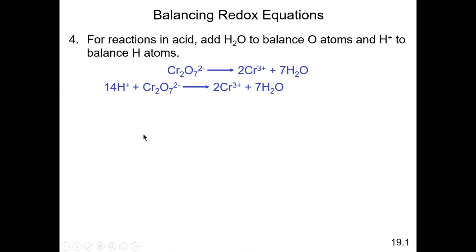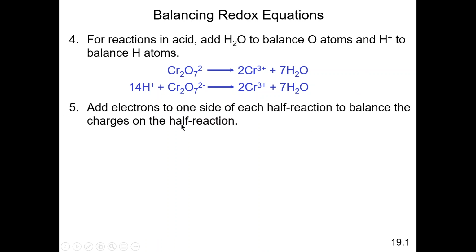Okay, so the next step is that we balance the hydrogen atoms by adding hydrogen ions. And that means that in this case here, where you have 14 hydrogen atoms on the right, you need to add 14 hydrogen ions on the left, all right? So that's how we balance the oxygens and the hydrogens. We balance the oxygens by adding water to the side that needs it, and we balance the hydrogens by adding the H plus ions to the side that needs it.